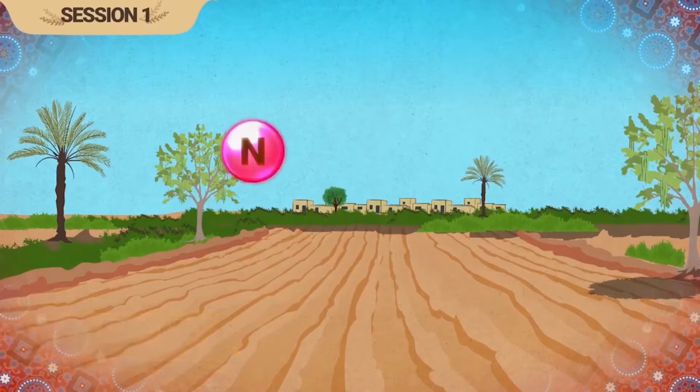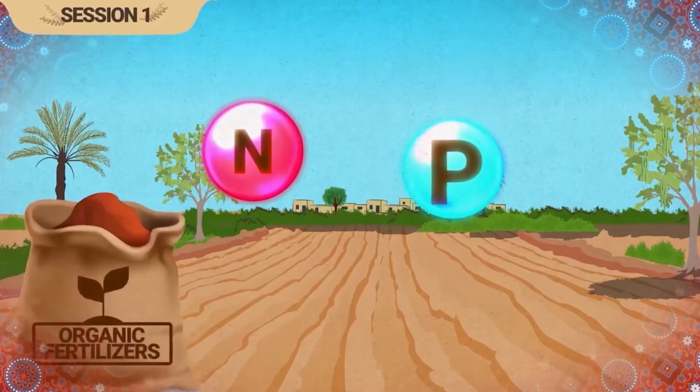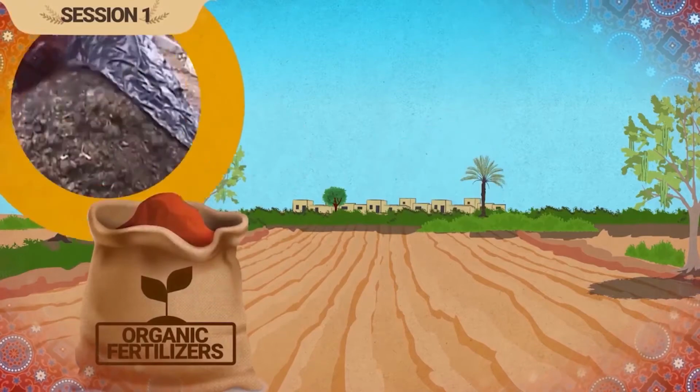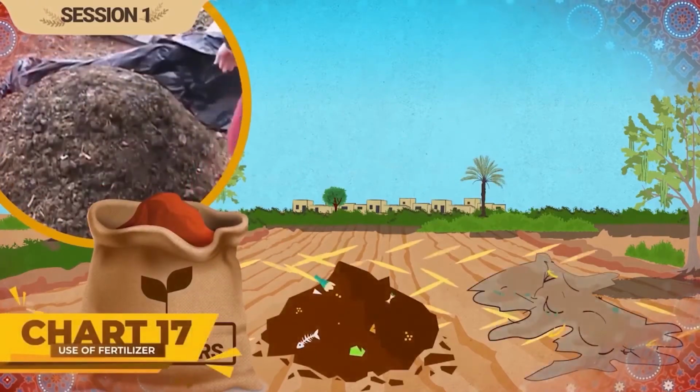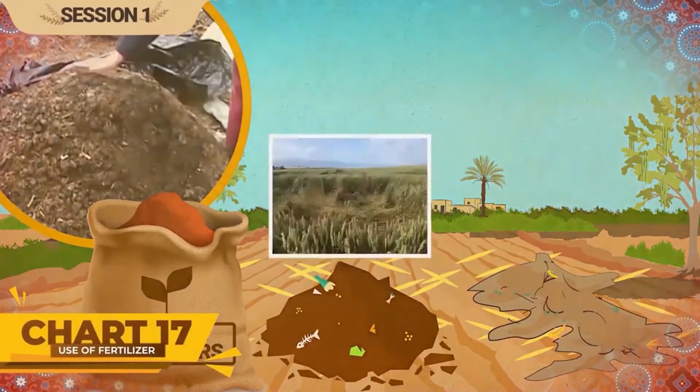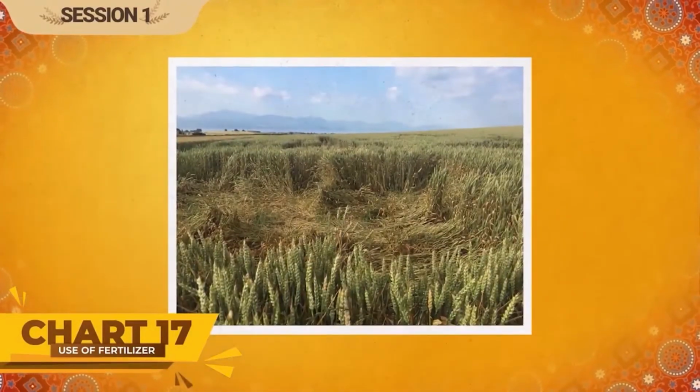Use nitrogen and phosphorus in an appropriate combination. Use organic fertilizers such as farmyard manure, compost, and straw husk. Lodging may occur in case of applying too much fertilizer.